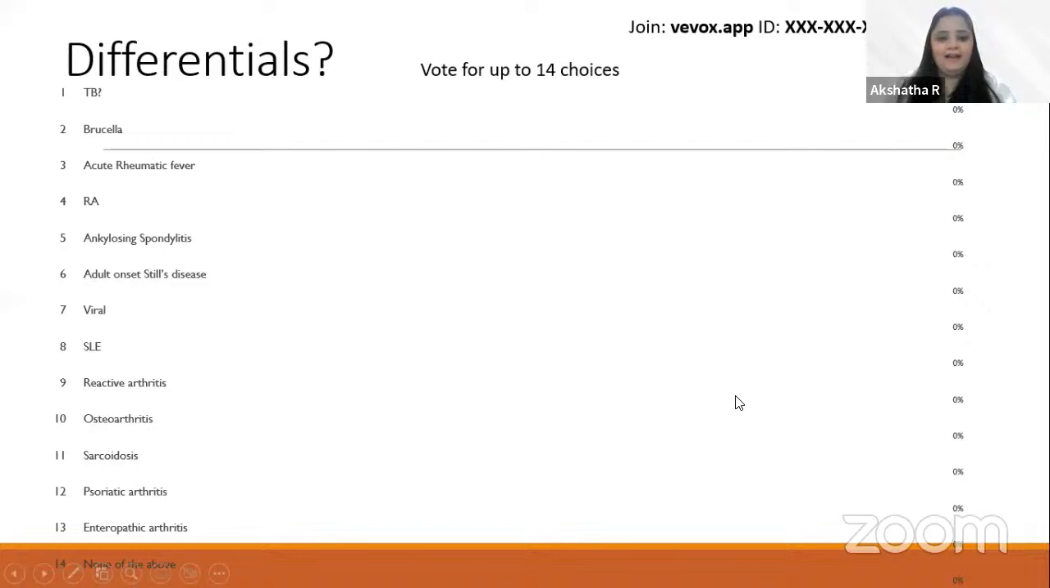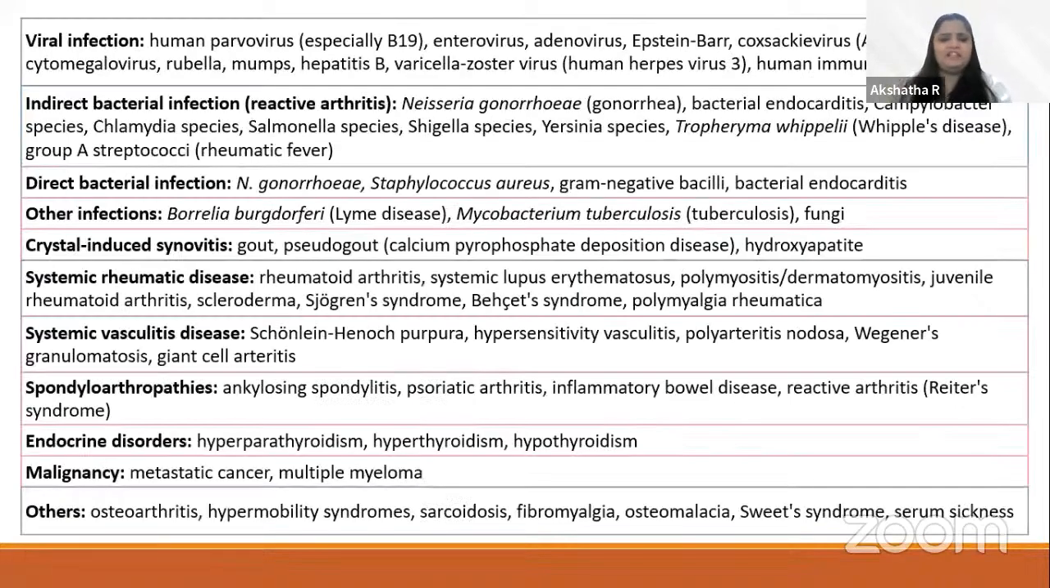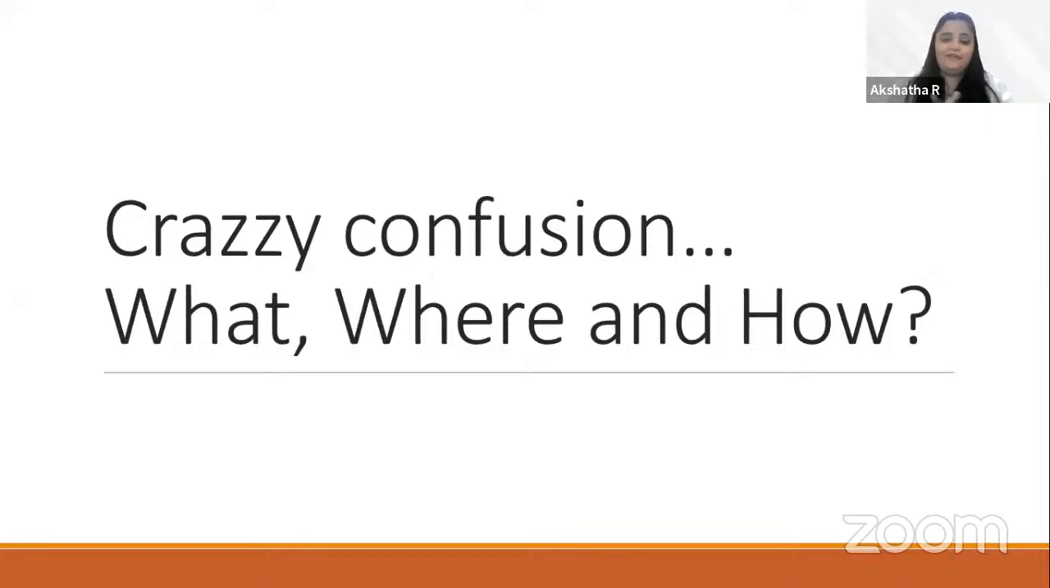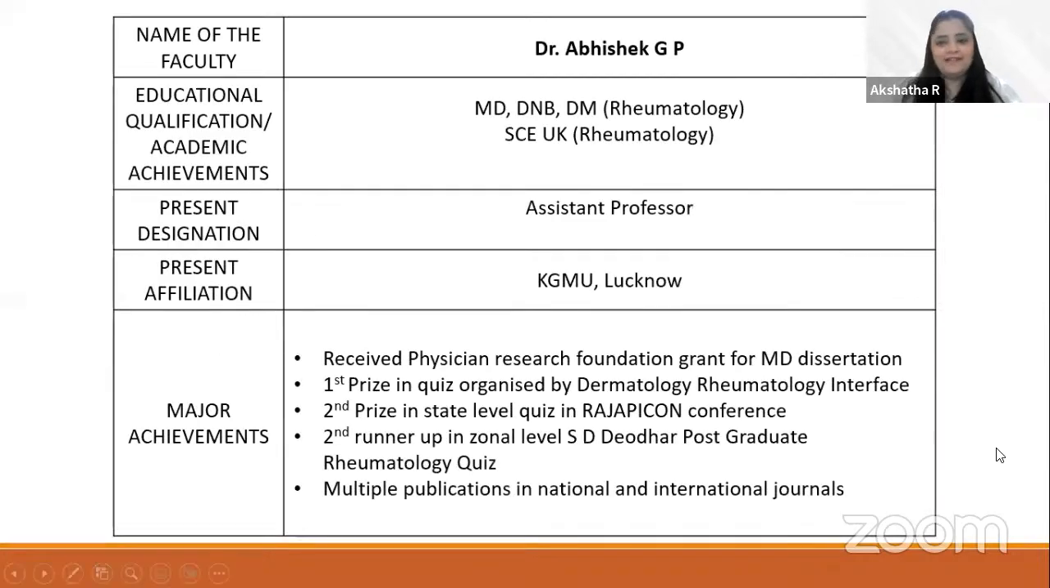So the various differential for fever with polyarthritis is this big list, which is given in most of the textbooks, including your Harrison. So there is crazy confusion. So what should we think about and where should we apply the various criteria we have and how should we diagnose these patients? So to answer all that, we have with us Dr.